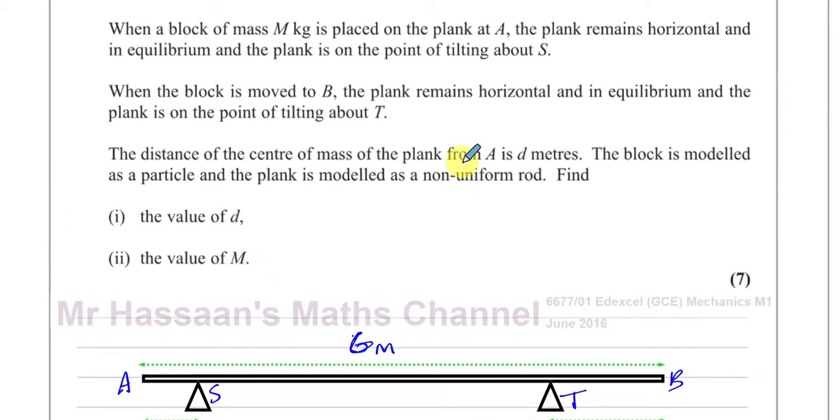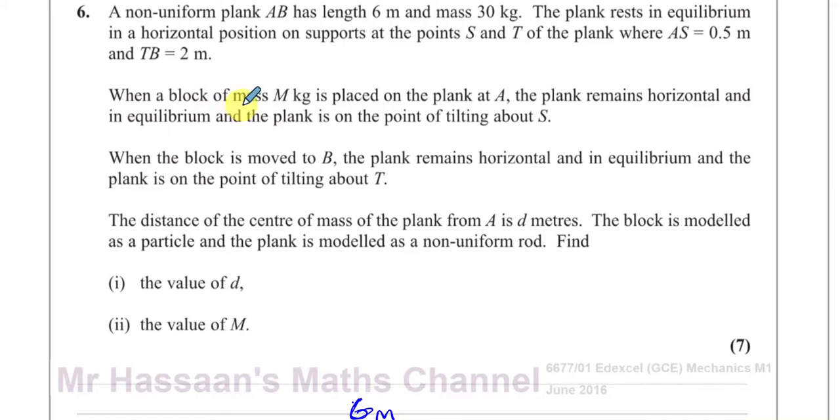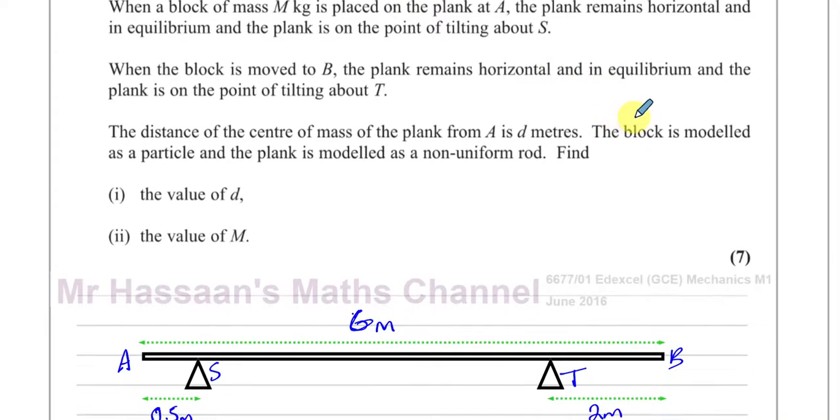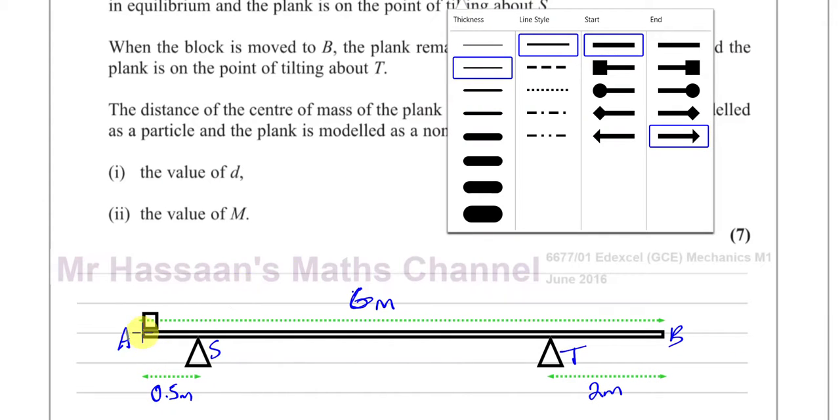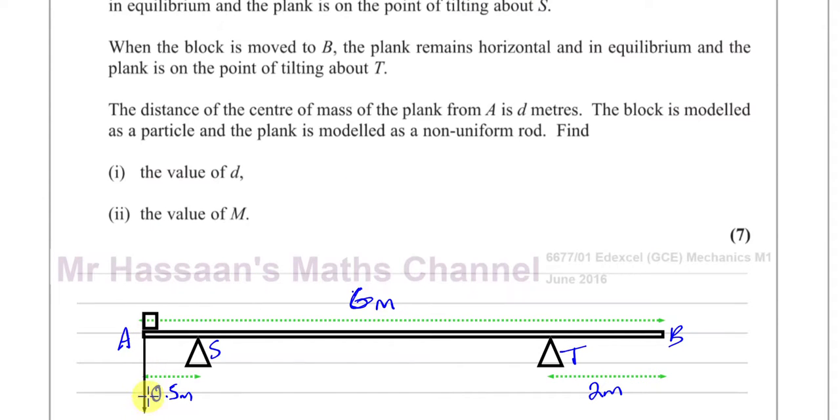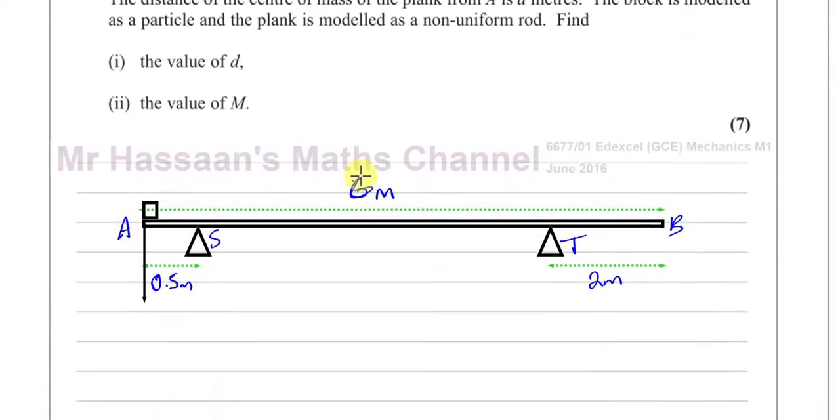Okay, what else do we know? It says when a block of mass m kilograms is placed at A. So I'll just draw a block here, placed at A. Let's say that its weight acts at A itself. It's like treating it as a particle. So its weight acts at one point, which we've been told to see as A. And it's a mass of m kilograms, so we don't know its mass, so its weight will be mg.